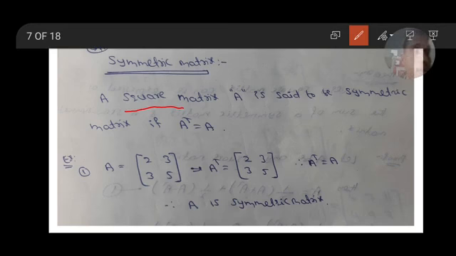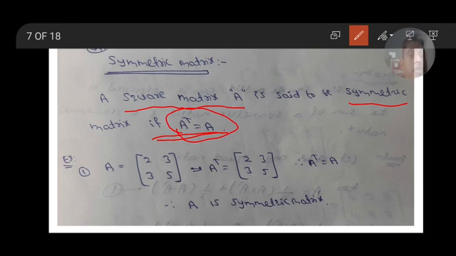Symmetric means it must be a square matrix. A square matrix A is said to be a symmetric matrix if A transpose equals A. If you find the transpose of a matrix and the resultant matrix is the same, A transpose equals A, then the matrix is a symmetric matrix.